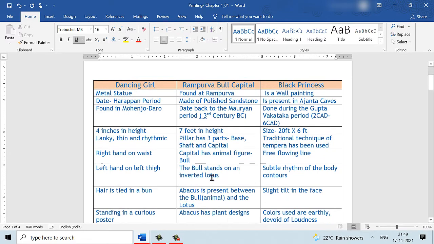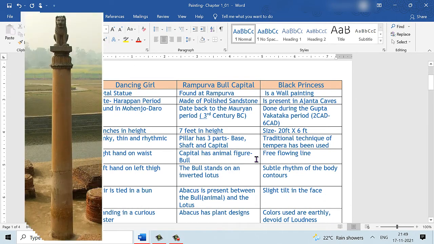Moving on to the last artifact discussed in this chapter, it is called the Black Princess. Black Princess is a wall painting and it is found inside the Ajanta caves. The Ajanta caves were done during the Gupta Vakataka period between the 2nd century AD and the 6th century AD. The Black Princess painting is 20 feet by 6 feet in size, and the traditional technique of tempera has been used to do this painting.